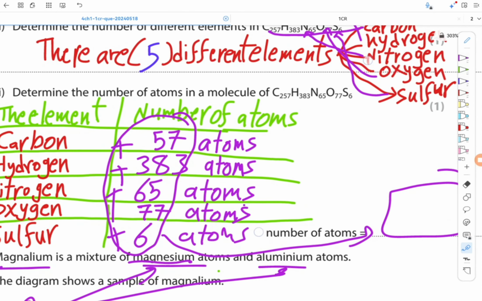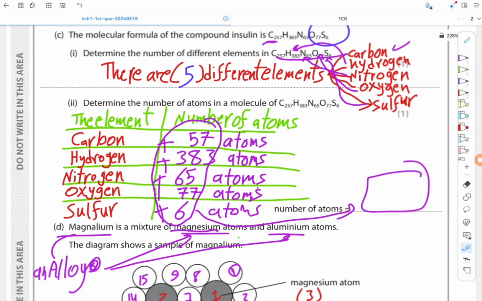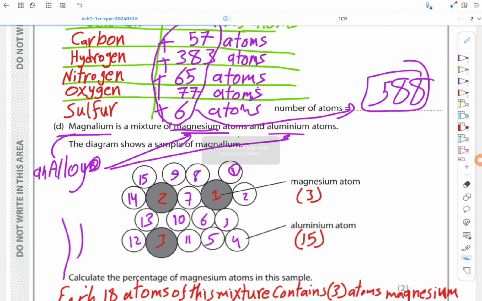So the other question is, determine the number of atoms in a molecule of insulin. The answer is easy. We need to add the numbers to one another. Let's see, we have 257 plus 383 plus 65 plus 77 plus 6, and the final number here, my friends, as I see, is 788 atoms in one molecule only.